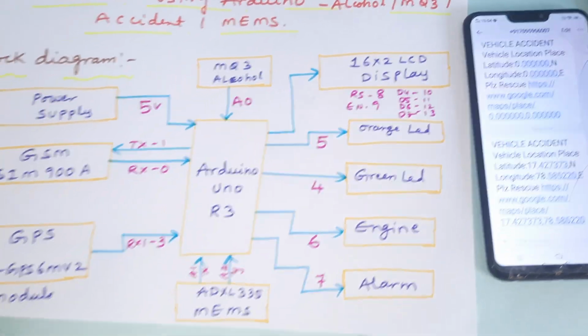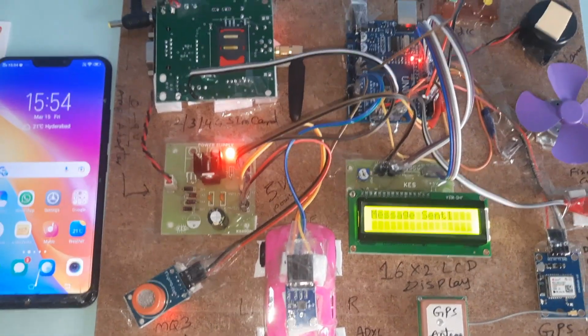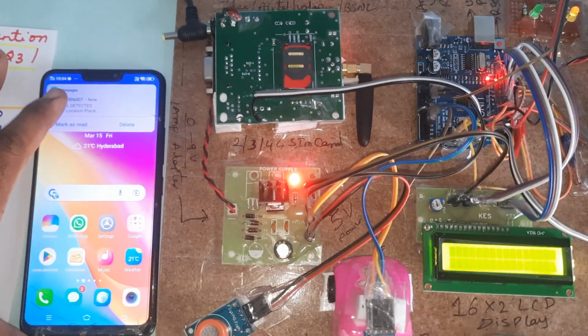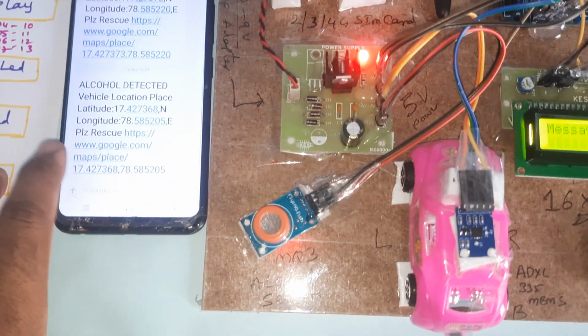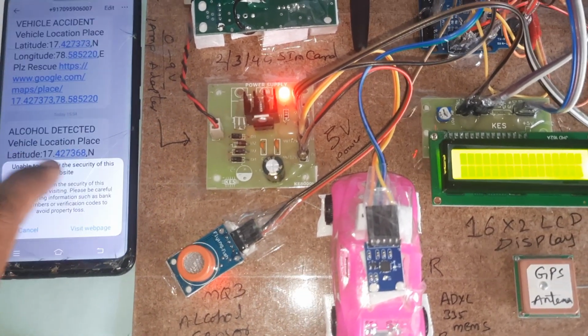This is our block diagram. SMS came: vehicle location place, latitude point, longitude point. Press it, open, visit web page.